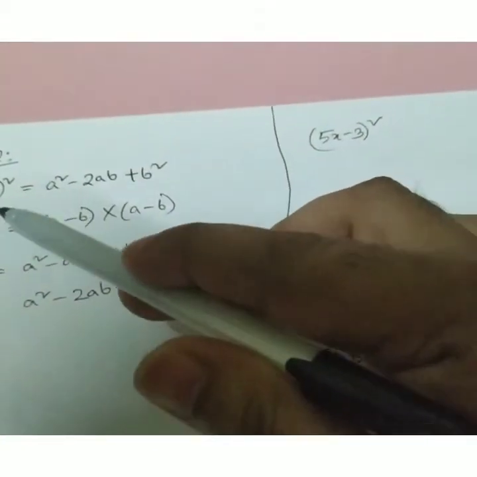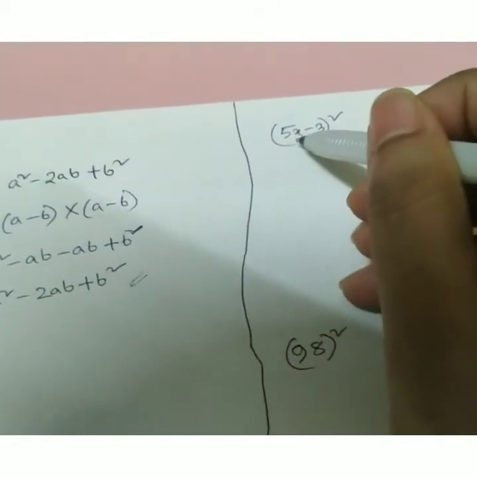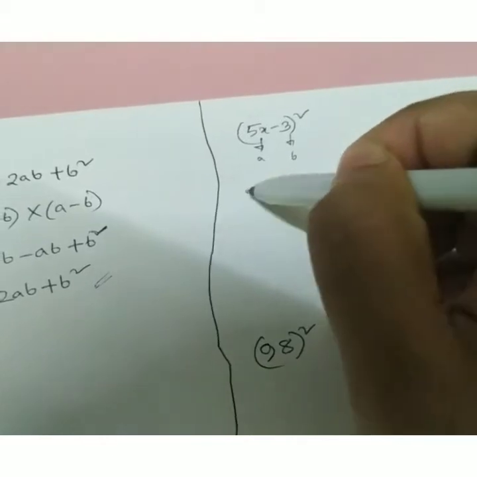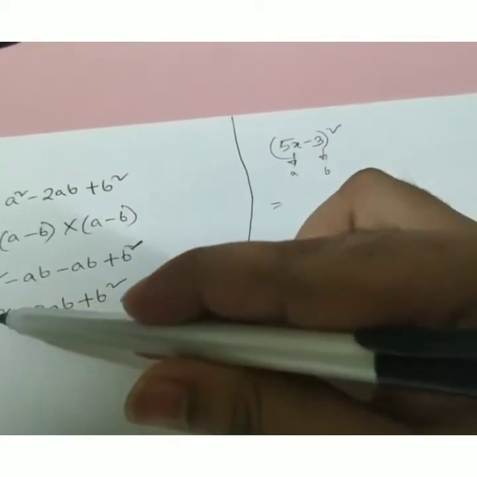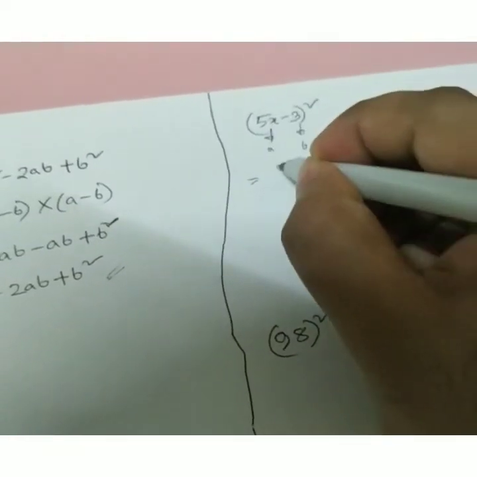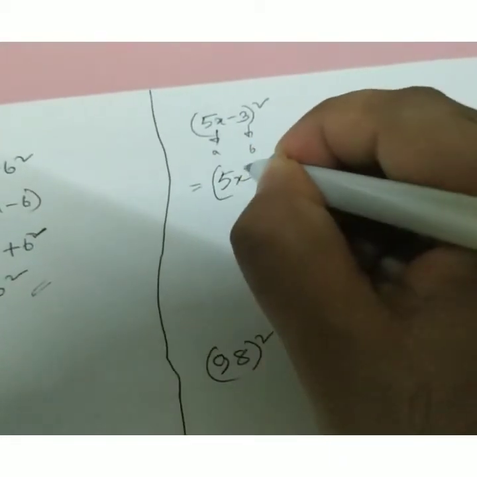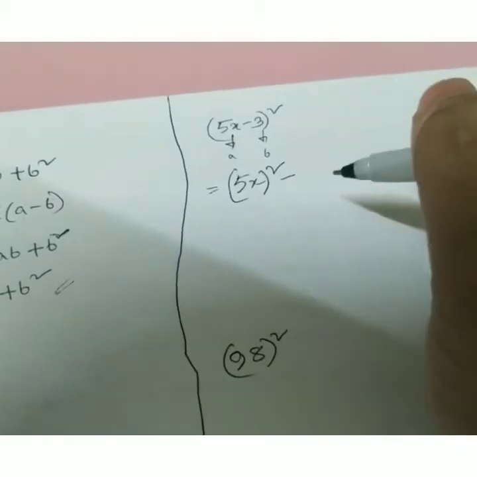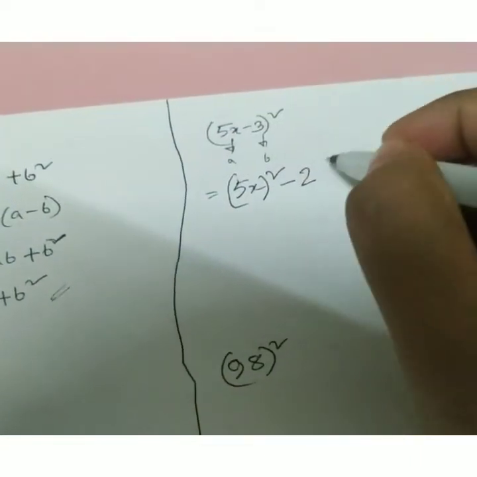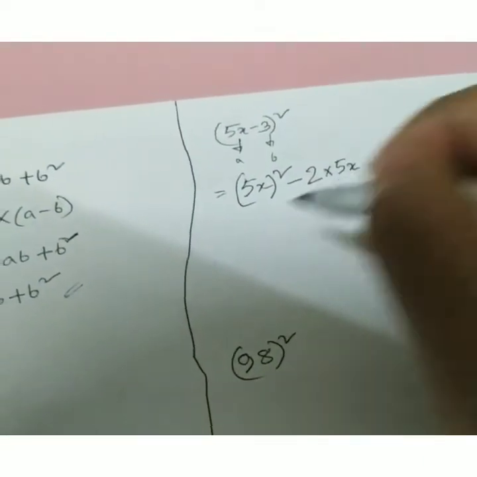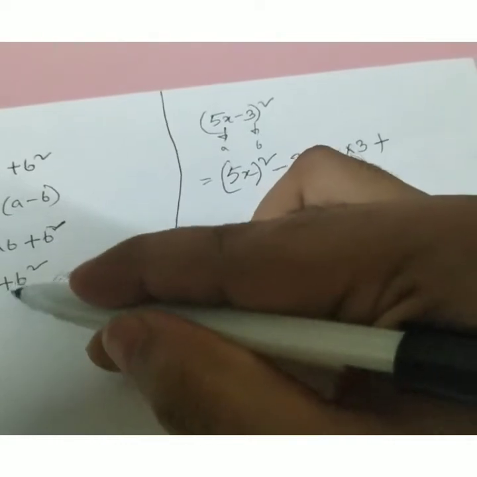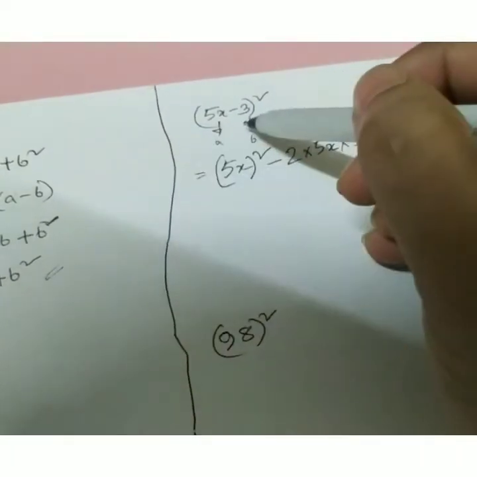So you see, if we compare, 5x is similar to a, and this 3 is similar to b, right? So if we use this formula, a square minus 2ab plus b square, we can write, instead of a we have considered 5x, so 5x whole square minus, then from the formula we write the 2, then a means 5x, so into 5x, then b means 3 over here, so into 3, plus, according to the formula, b is 3, so 3 square.